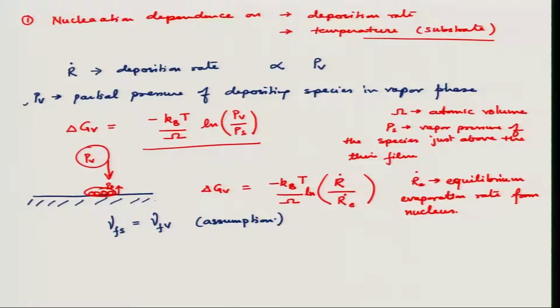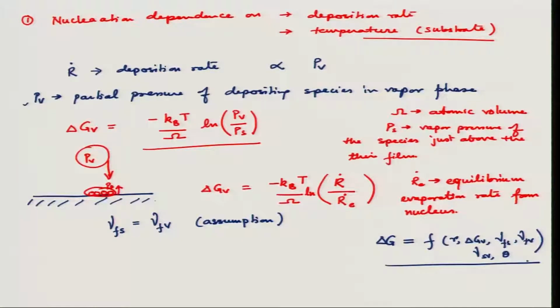Now, when we put this delta GV in the form of R dot and R E dot in our previous equation of delta G, right, if you recall we had an expression of delta G as a function of radius, delta GV and gamma Fs, gamma Fv and gamma Sv, contact angle theta, right. So, we had this function which we had discussed in the previous lecture. So, we replace delta GV in that by this, okay.